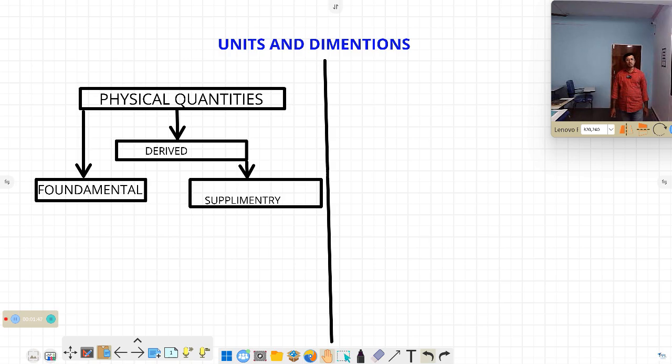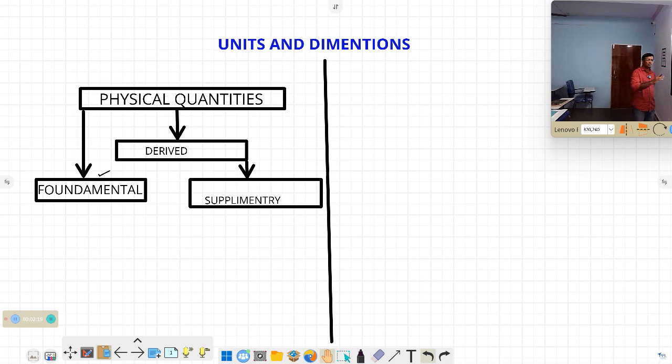According to units and dimensions, we classify the physical quantities into three categories mainly. The first one is called fundamental quantities, the second is derived quantities, the third is supplementary quantities. Fundamental quantities are the quantities which are independent of any other physical quantity. It is the same as in our English alphabet: A does not depend on B, B does not depend on C. They are separate individual letters like that.